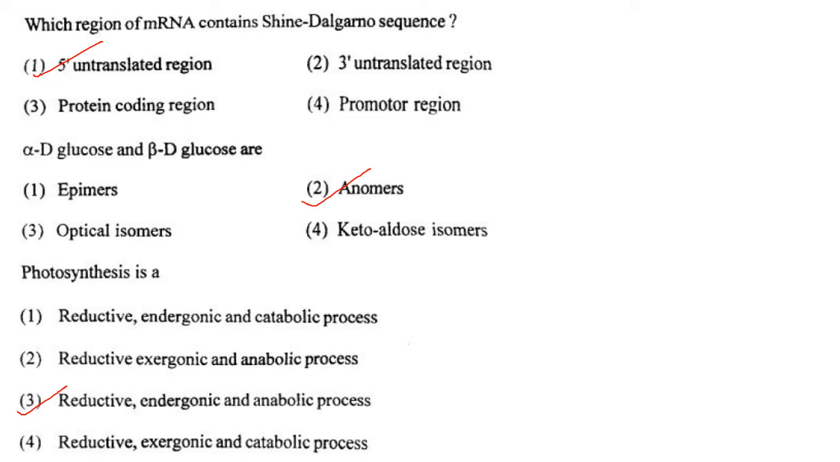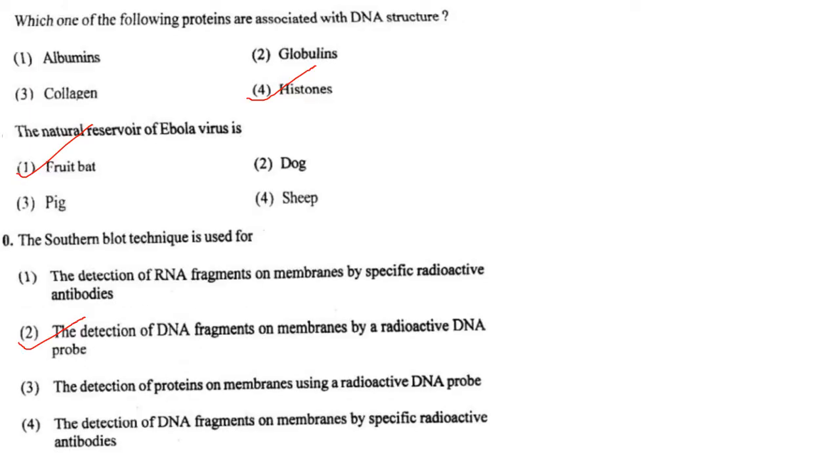Next one. Photosynthesis is an option 1, reductive endergonic and catabolic process; 2, reductive exergonic and anabolic process; 3, reductive endergonic and anabolic process; 4, reductive exergonic and catabolic process. Answer is option 3, reductive endergonic and anabolic.